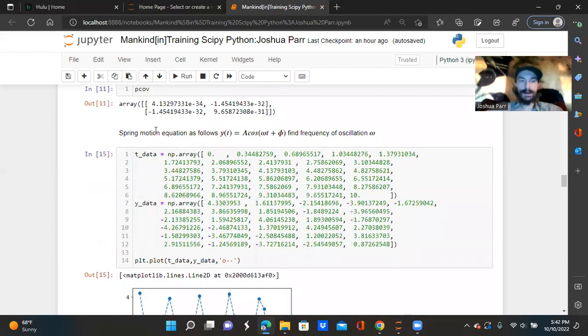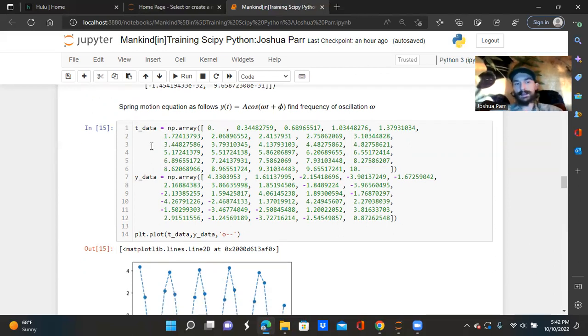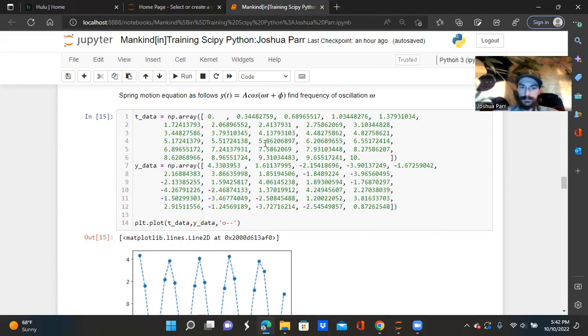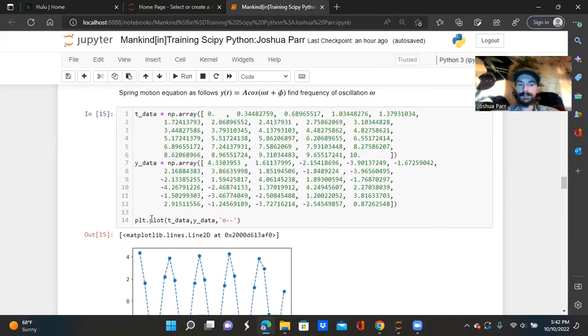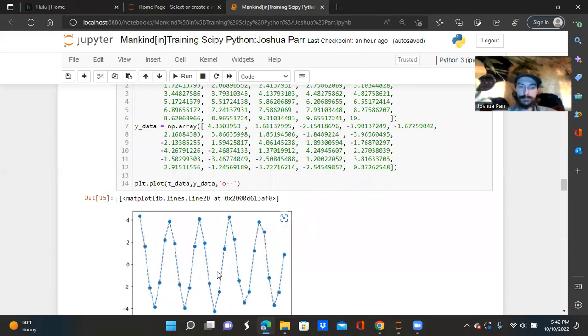So now here we have the spring motion equation. It's as follows: y of t is equivalent to a cosine of omega t plus phi. To find the frequency of the oscillation omega, I start with creating a t data array and a y data array. And I'm going to plot the t data and the y data.